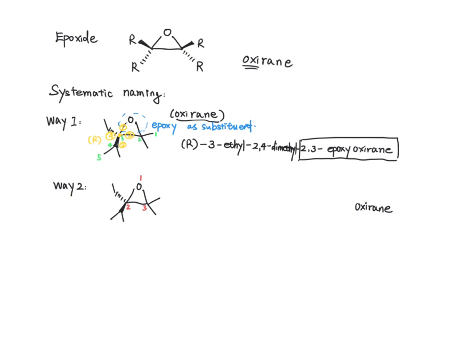Now, we will say 2R. On 2, you have an R, and then on 2 you also have an isopropyl, and then we have 3-methyl. So basically we just put the other substituents on. That is the second way you can name an epoxide. Now we know how to name epoxide.